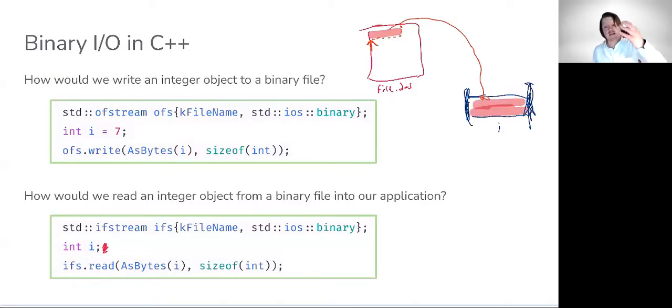And the same thing goes if we're going the other direction. If we're writing to the file, we simply go out to our integer object, grab those bytes, and drop them into the file, wherever that pointer is in the stream, specifying where they should be dropped.